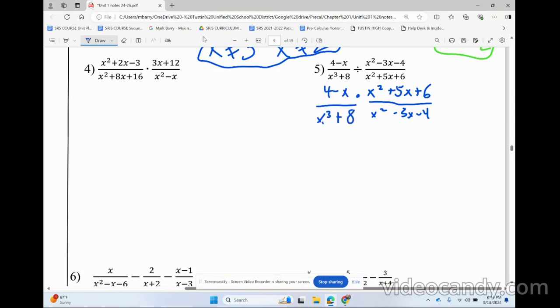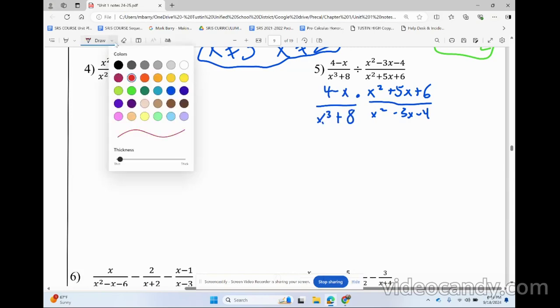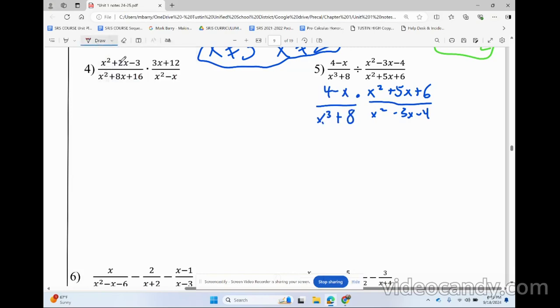Okay, now kind of the same as the last one, number 4. We need to just factor everything and then see what we can cancel out once we factor. I'm going to start on the top right. This top left one's the kind of special one, so I'm going to get to it in a minute.